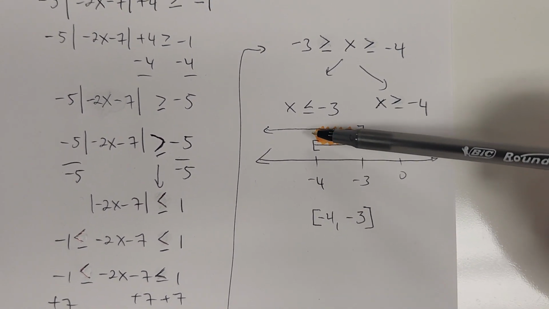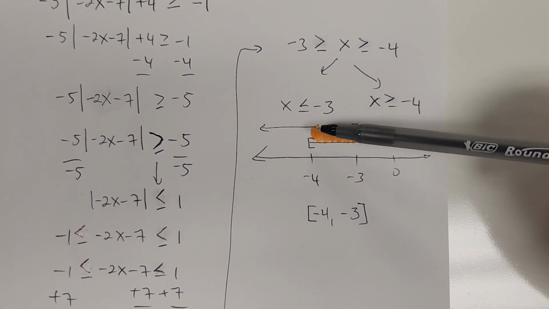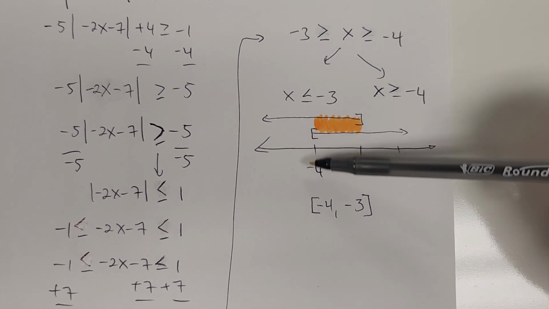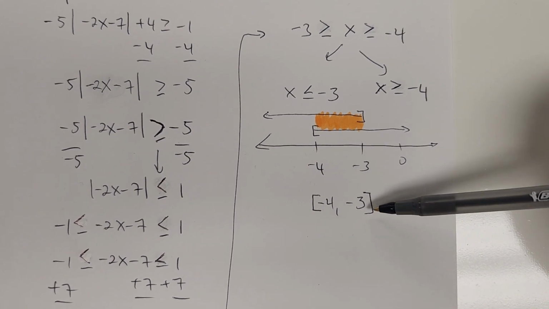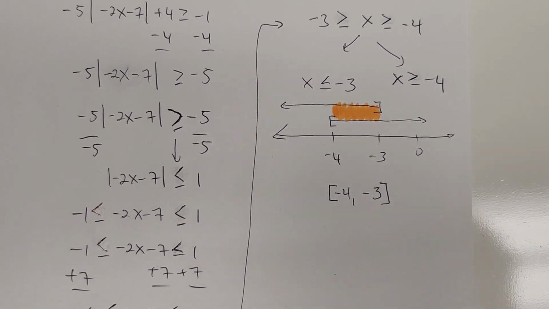Okay, and as you can see, this graph has an intersection, an overlap. So the only answer is in the overlap area, which is between -4 and -3. Okay, so this is the graph, and this is the interval notation.